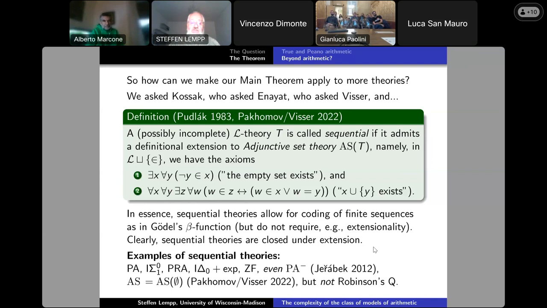So here are some examples of sequential theories. PA is one. IΣ1 is a fragment of PA. PRA, primitive recursive arithmetic, is one. IΔ0 plus exp, so the exponential function n goes to 2 to the n. ZF is a very strong sequential theory, as are the others on the spectrum. But even PA minus, by a theorem of Jeřábek from 10 years ago, is also a sequential theory. So that says, oh good, there's something going on with PA minus.